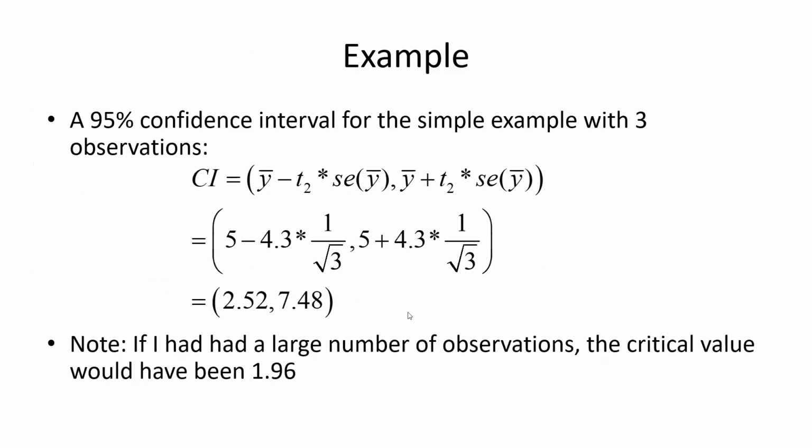Here is an example, based on the 3 observations from earlier. In the calculation, we are now assuming a normal distribution of the error. That means we get to use a t-distribution with 2 degrees of freedom. That degrees of freedom business: it's n minus 1 degrees of freedom, right? We have 3 observations, so there are 2 degrees of freedom.